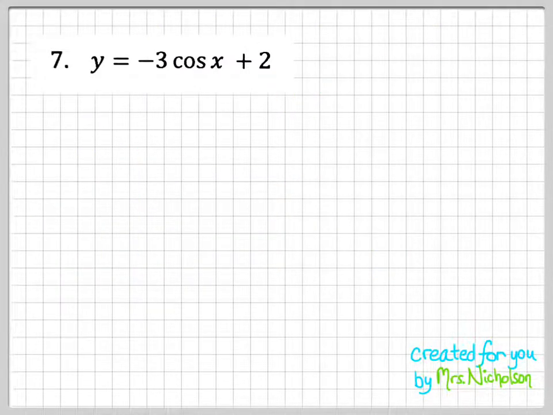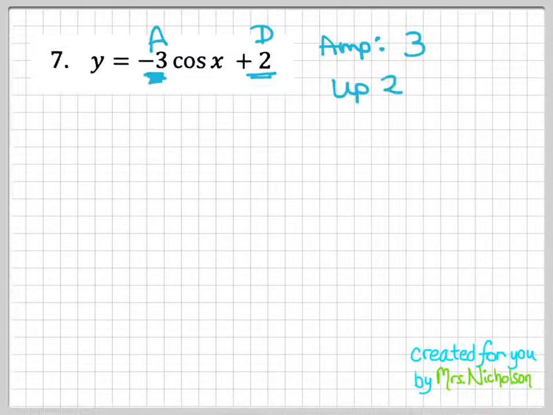Here in number 7, this time it looks like we've got an amplitude change. I've got an A here of 3 and plus 2 here at the end. That's a D, that's a vertical shift. So for this graph, my new amplitude is going to be 3. And remember, amplitude is always a positive value. Amplitude is a distance. That negative is a different transformation. It means that we're going to reflect the graph over that middle line. We're going to flip the graph over. But the amplitude is just 3. And I have a vertical shift here up 2.